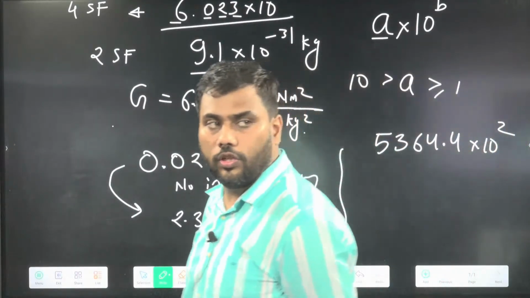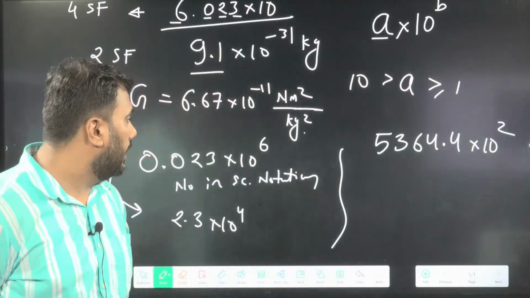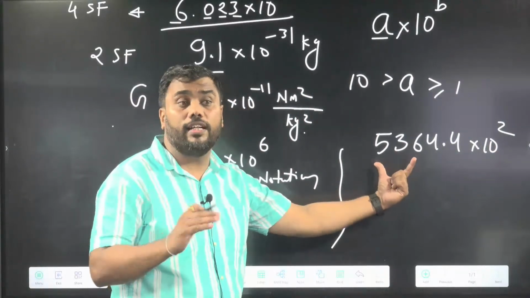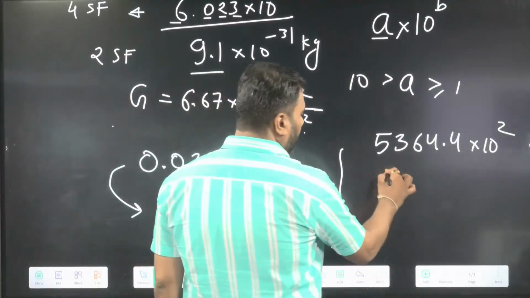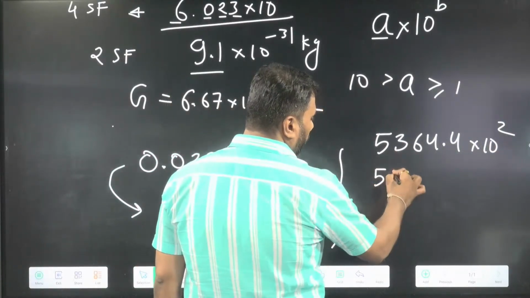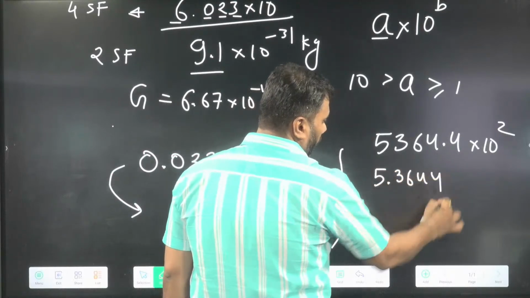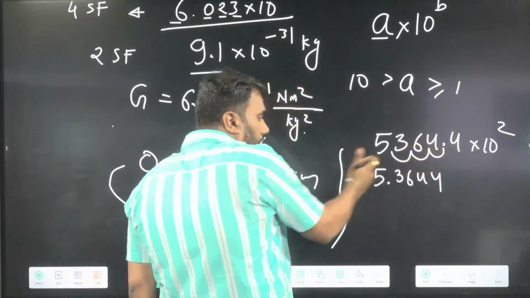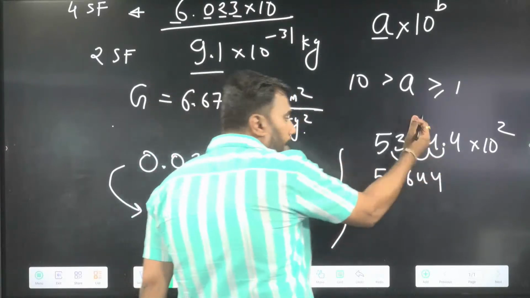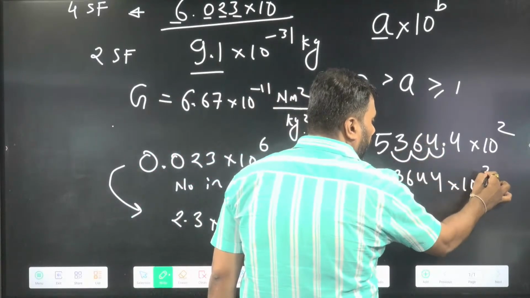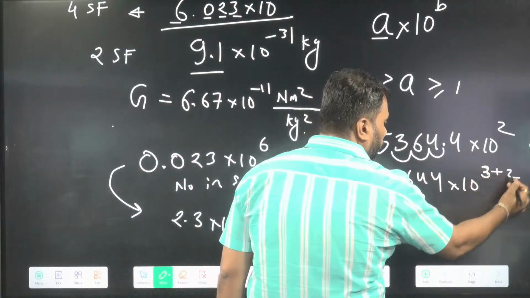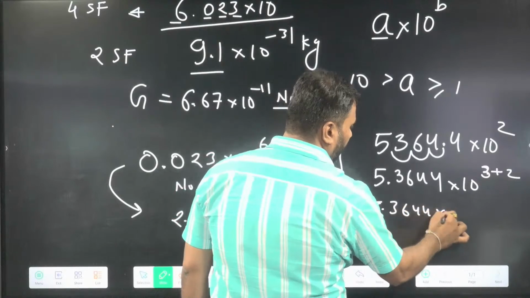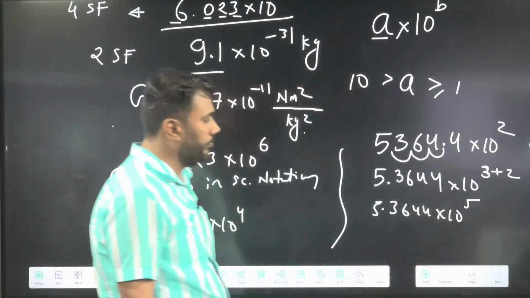No, again, this is not in scientific notation. My number should be between 1 and 10. So how to convert this to between 1 and 10? I should write 5.3644. I am taking my decimal 1, 2, 3 places ahead. When I am doing this, I will increase the power of 10. 3 decimal places, 2. So it should be 5.3644 into 10 power 5.